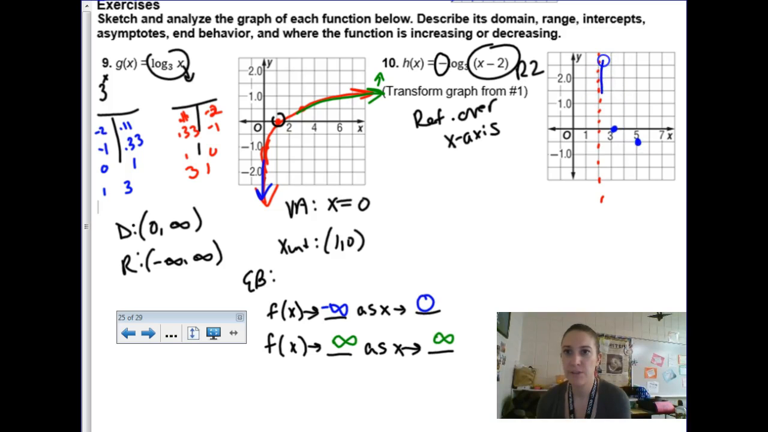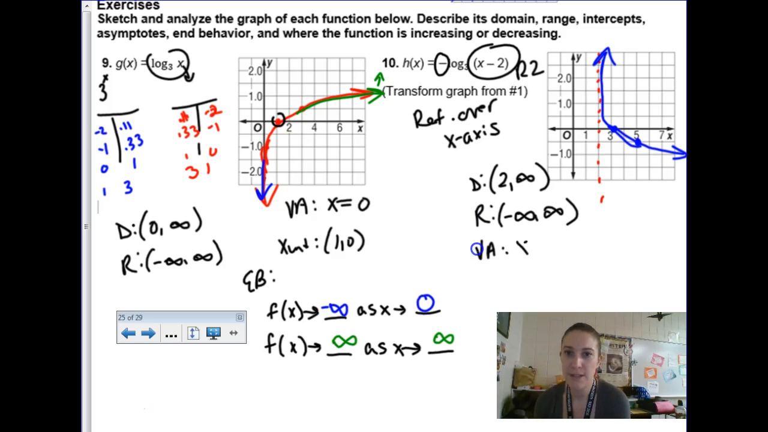So after you get a few points, you'd be able to kind of fudge in a graph if you weren't drawing on a tablet. And you would find a new graph that has all new features. So domain is now 2 to infinity. And then the range is still negative infinity to infinity. That's not going to change. The vertical asymptote is now at x equals 2. The x-intercept, I think it ended up at 3, 0 now.